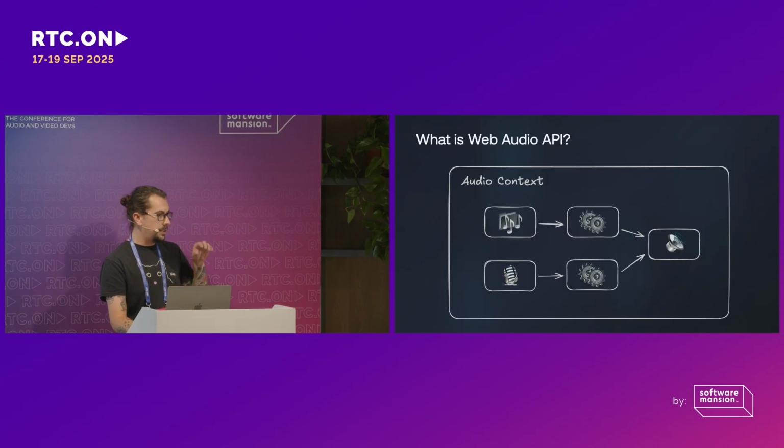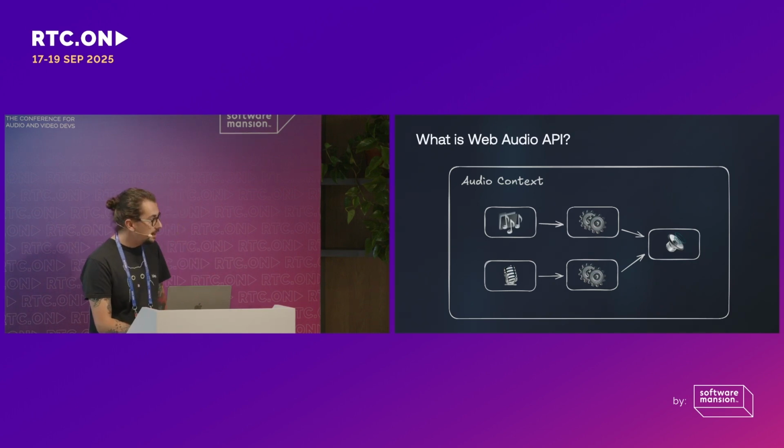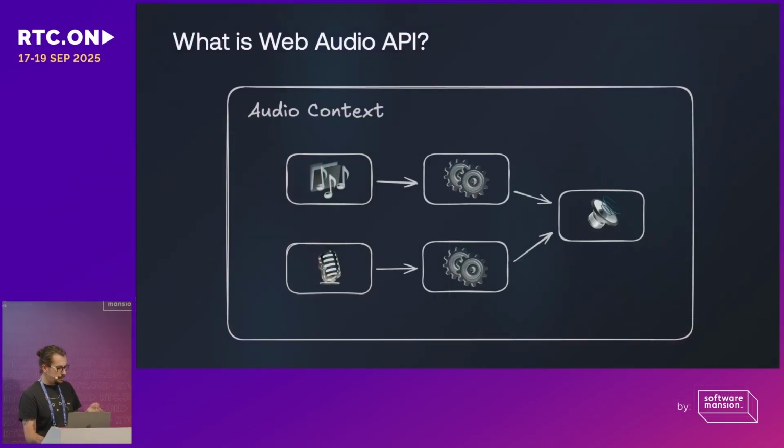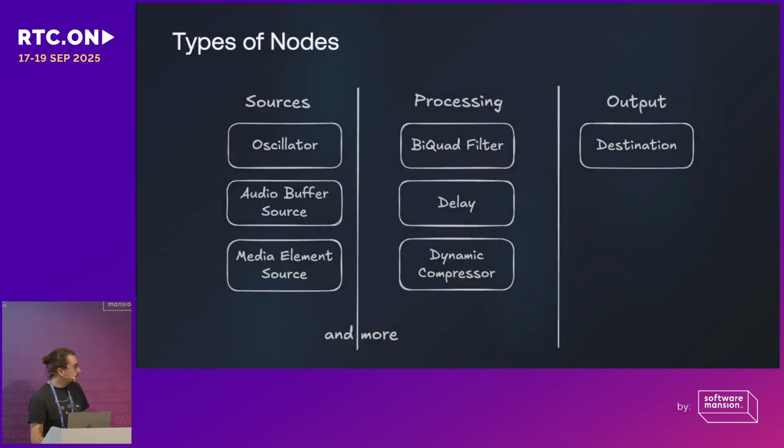So for example, we have something reading from a file, going through a gain node for volume control, and finally it flows to the device speakers. But of course, we are not limited to single processing lines. We can play multiple sounds at the same time, chain multiple effects, or in some cases, we can even loop the signal.